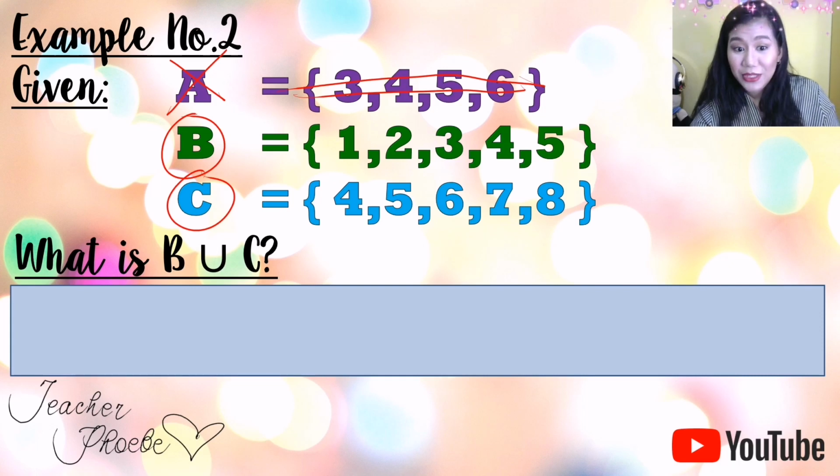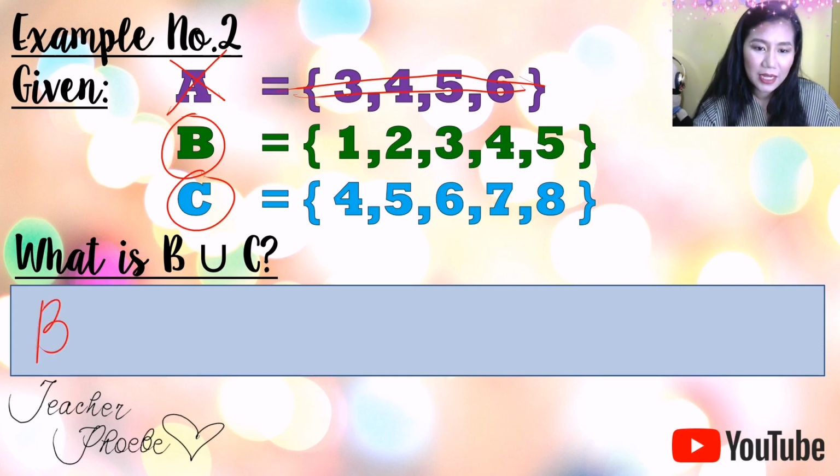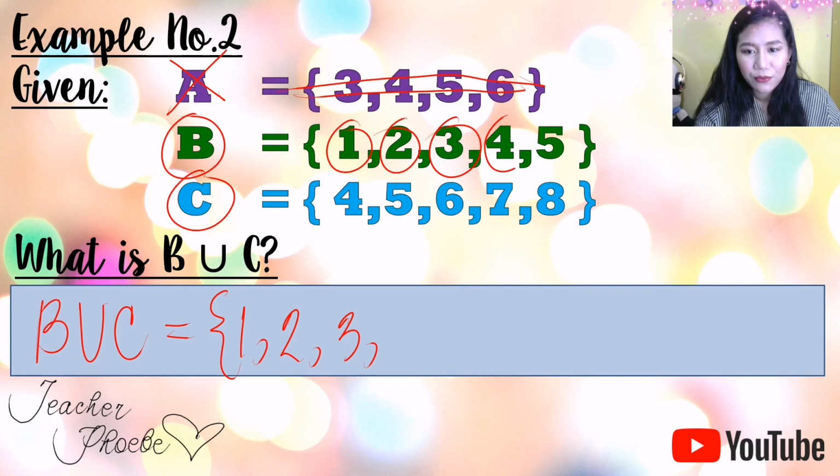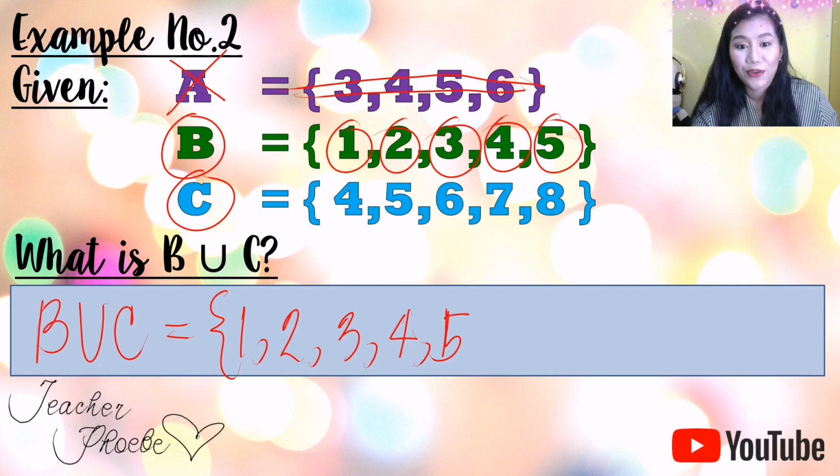So getting the union means listing down all the elements. Kapag may elements na magkaparehas, what are you going to do? You just write it once. Okay? So B union C is equal to, write down the elements of B. So 1, and then 2, you write it down. 3, then 4, and then 5. Alright, so we've already listed down the elements of set B.